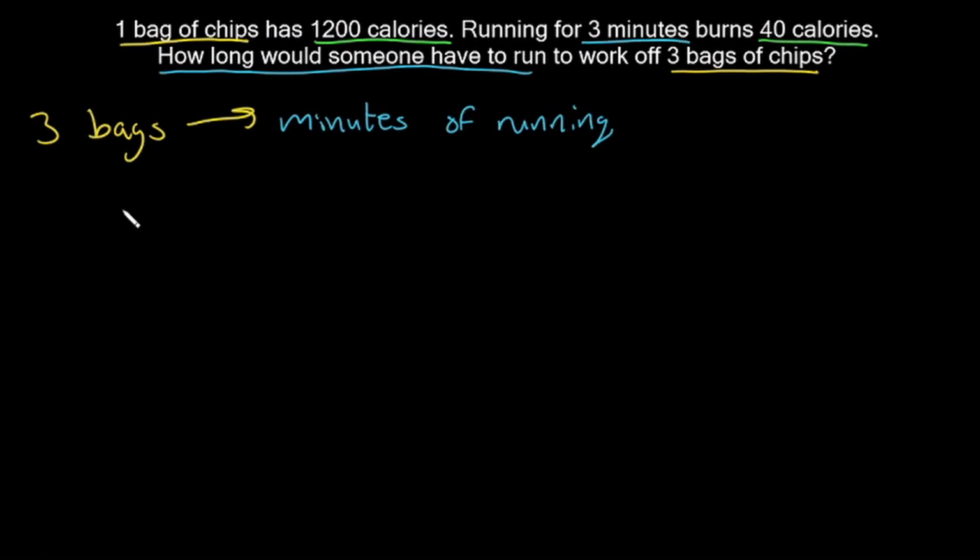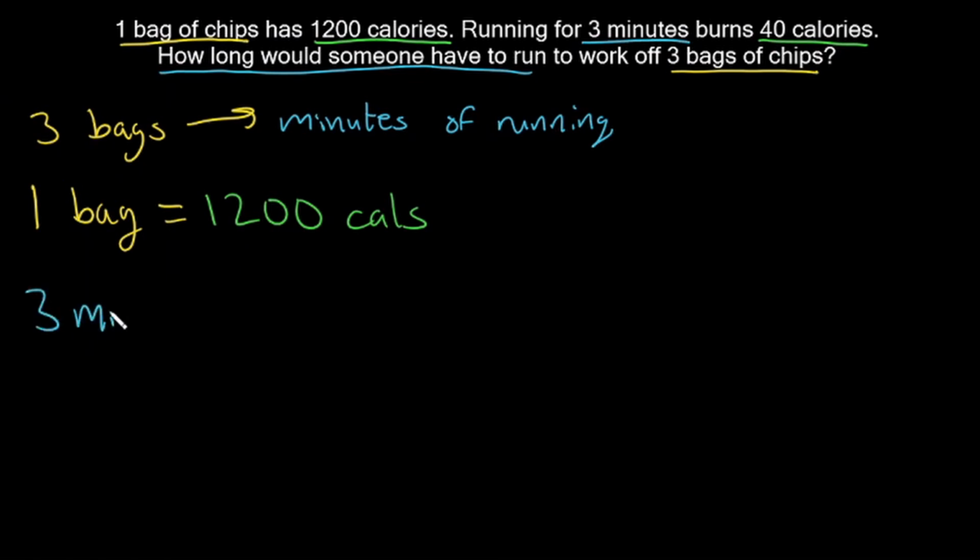So let's see if we can write out some conversion factors and solve this problem. So the first conversion factor we have is 1 bag of chips is equal to 1,200 calories. And then in this second sentence, we have 3 minutes of running burns 40 calories. So 3 minutes is equal to 40 calories.